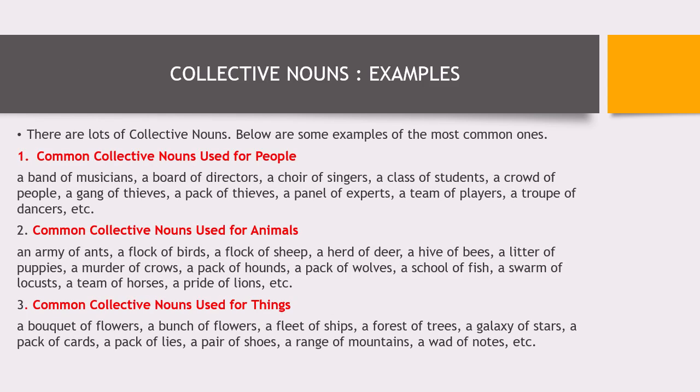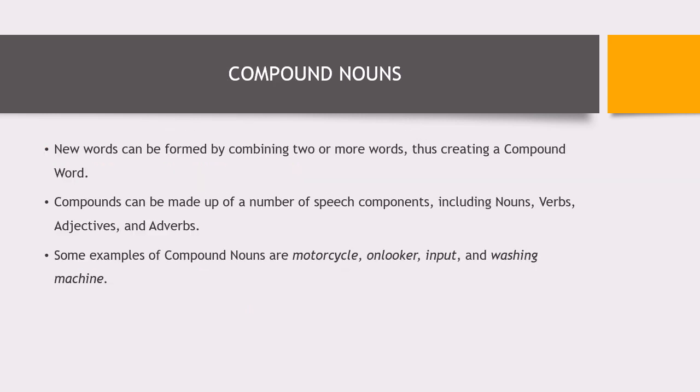Collective nouns, examples. There are lots of collective nouns. Some examples of the most common ones are given in the slide. Compound nouns. New words can be formed by combining two or more words, thus creating a compound word. Compounds can be made up of a number of speech components, including nouns, verbs, adjectives, and adverbs. Some examples of compound nouns are motorcycle, onlooker, input, and washing machine.